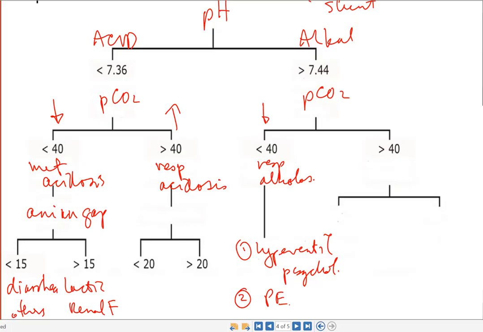When we come and take a look at increase in CO2, then this is going to be a metabolic alkalosis. And I think the only one that you really need at this stage in your career is to go to vomiting.